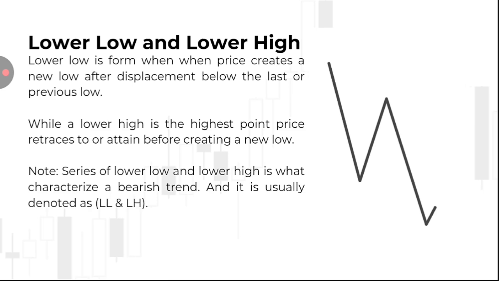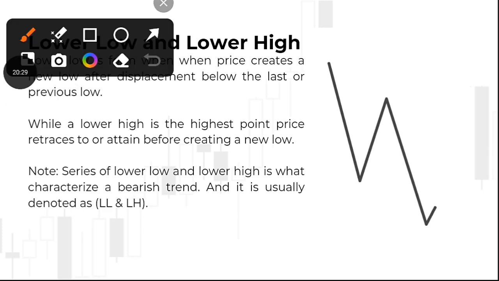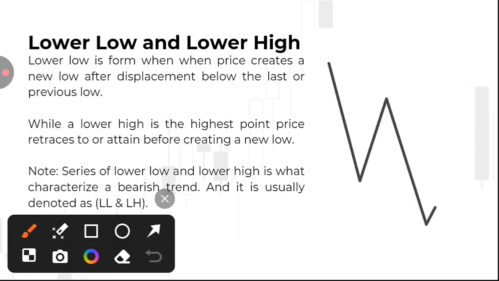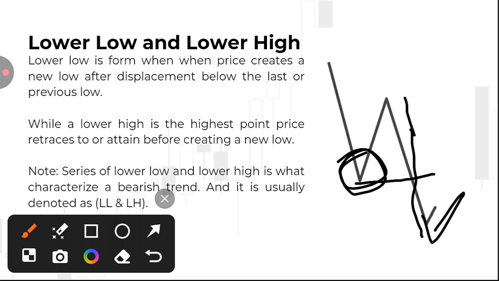So the next thing I want to look at is lower low and lower high. A lower low is formed when price creates a new low after displacement below the last or previous low. Right here you agree with me that the lowest point is this low. So the moment price displaces below this low to create a new low right there, that is what we call a lower low.